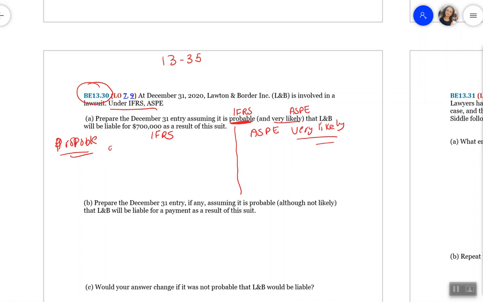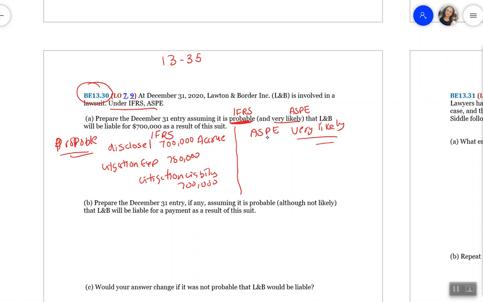Under the IFRS, we have to disclose it. If we disclose it, can we estimate our lawsuit? Yes, we can estimate it. If we can estimate it, our lawsuit will be for the 700,000. So we have to record an accrued liability. In this case, it will be litigation expense and litigation liability of 700,000.